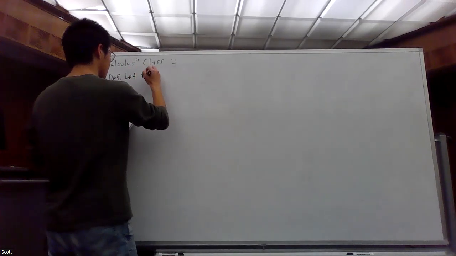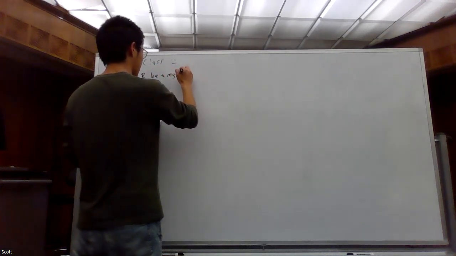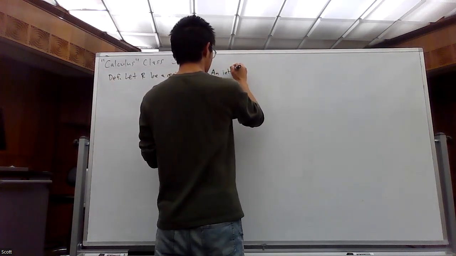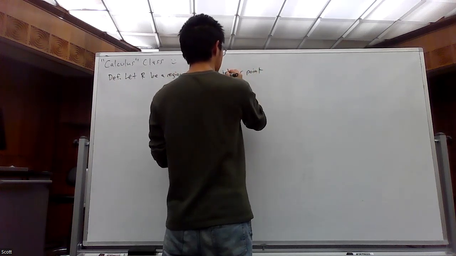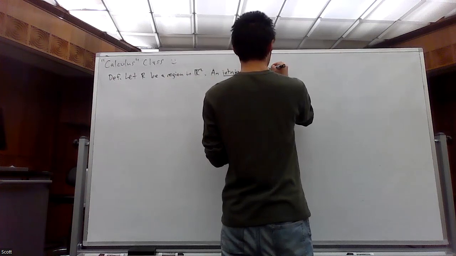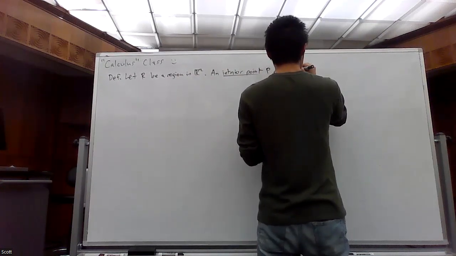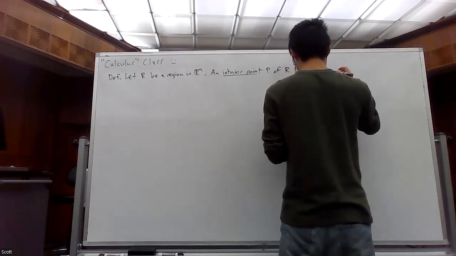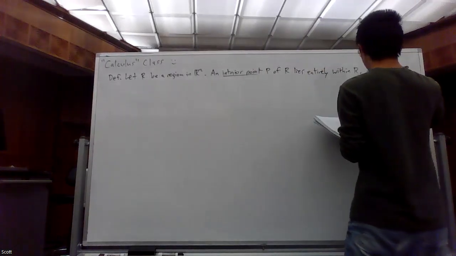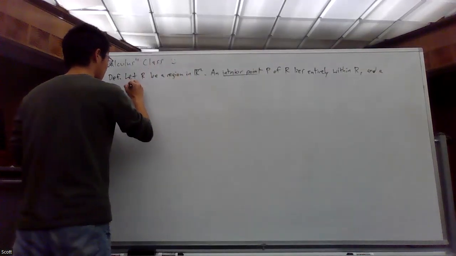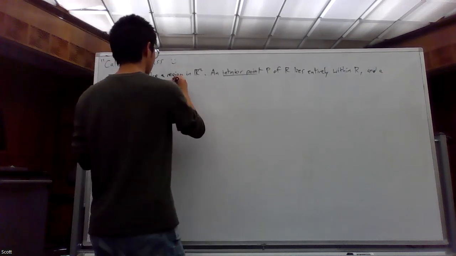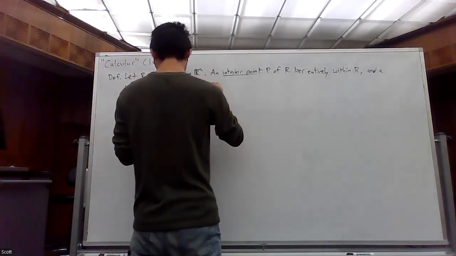Okay. Let R be a region in R2. An interior point, use your intuition for what that might possibly be, P of R lies entirely within R. And a boundary point Q of R lies on the edge of R.